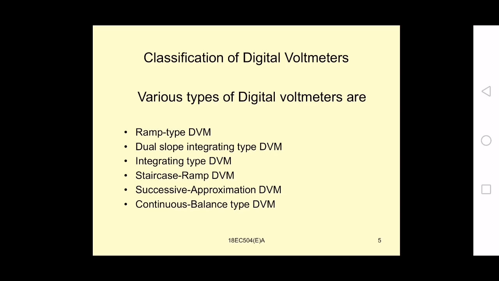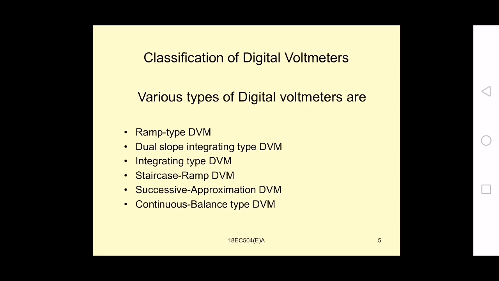The classifications of these DVMs are based on how we measure the digital readout, based on the principle of working of these DVMs. These are classified into 6 types. The first one is the ramp type DVM, second is the dual slope integrating type DVM, third is the integrating type DVM, fourth is the staircase ramp DVM, fifth is the successive approximation DVM, and sixth is the continuous balance type DVM.